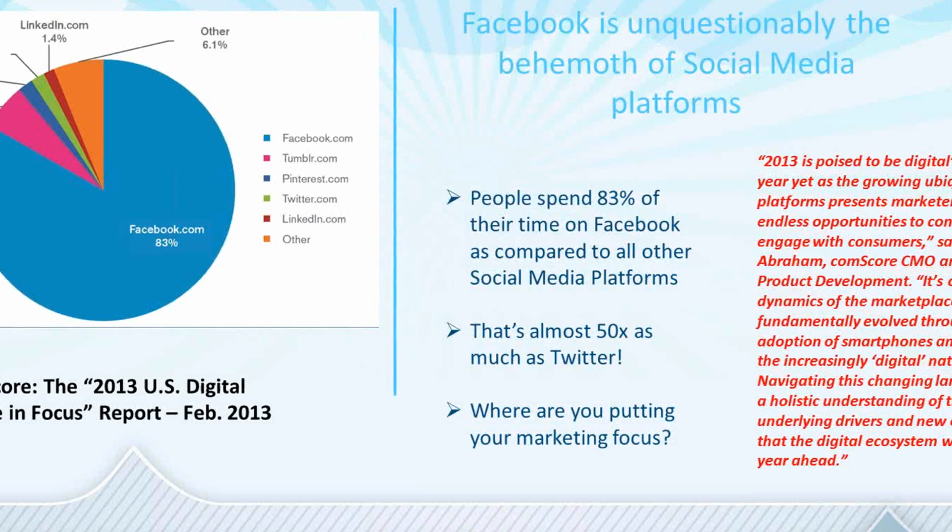Okay. So Comscore came up with this report, the 2013 Digital Future in Focus. A lot of people know Comscore, but for anyone who doesn't, they do a lot of investigative information on the social media world. They said in this report that people are spending 83% of their time on Facebook as compared to all the other social media platforms, which is very powerful. It's 50 times bigger than Twitter.